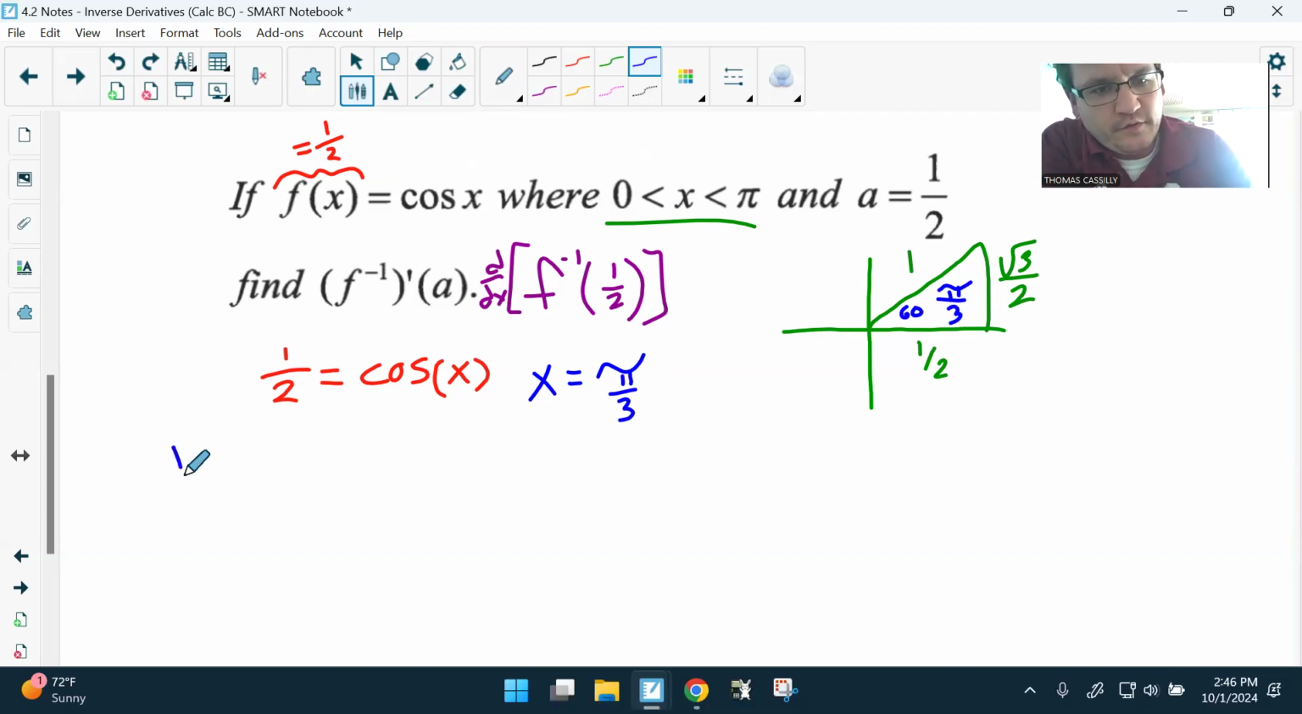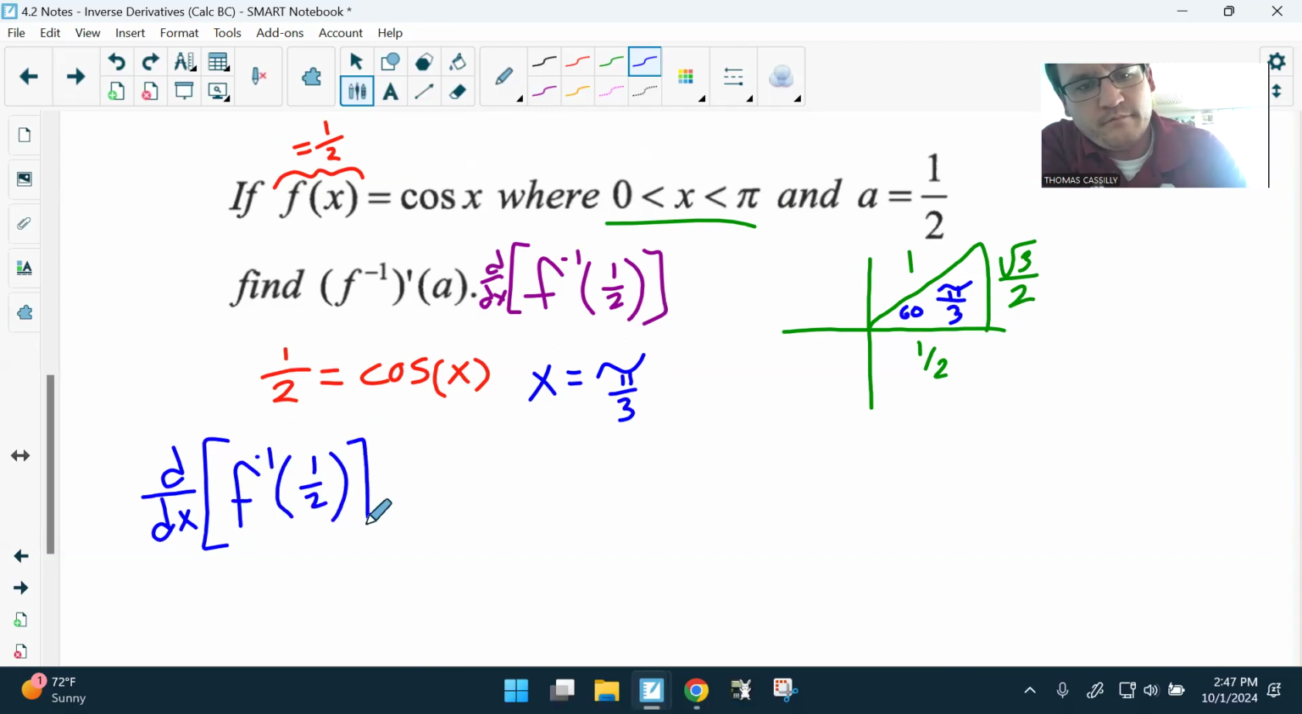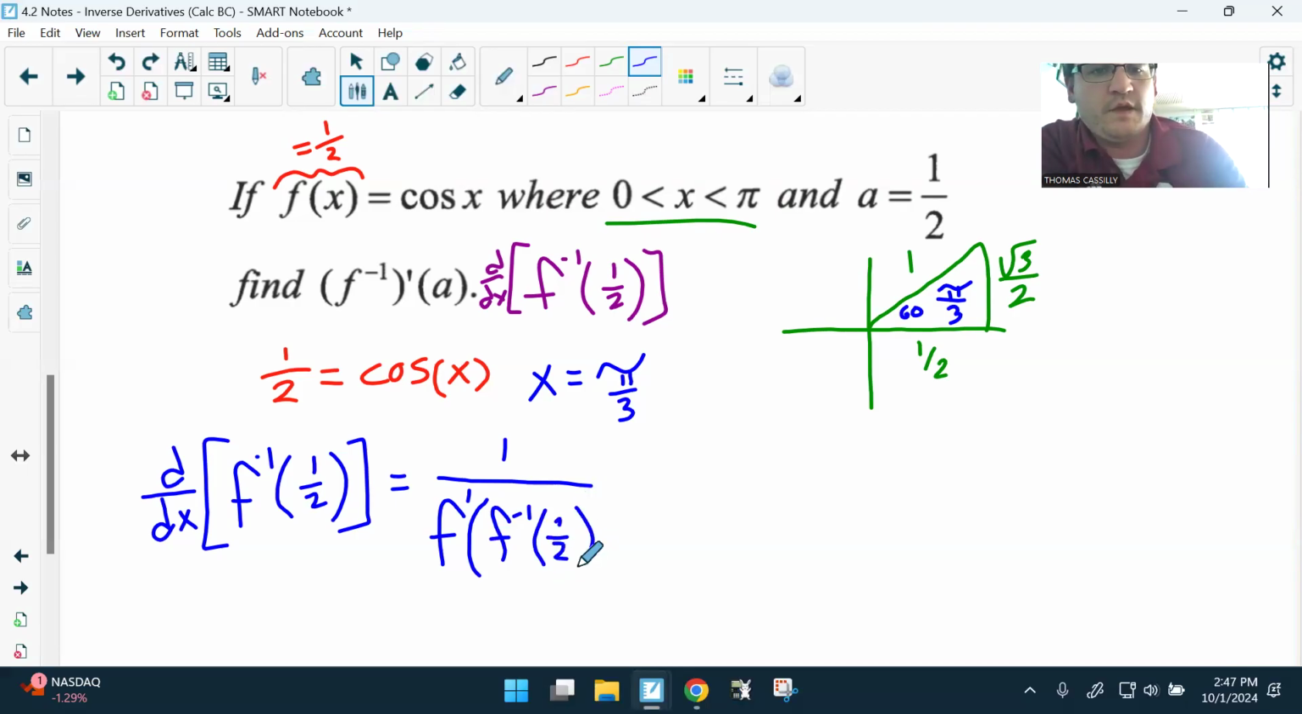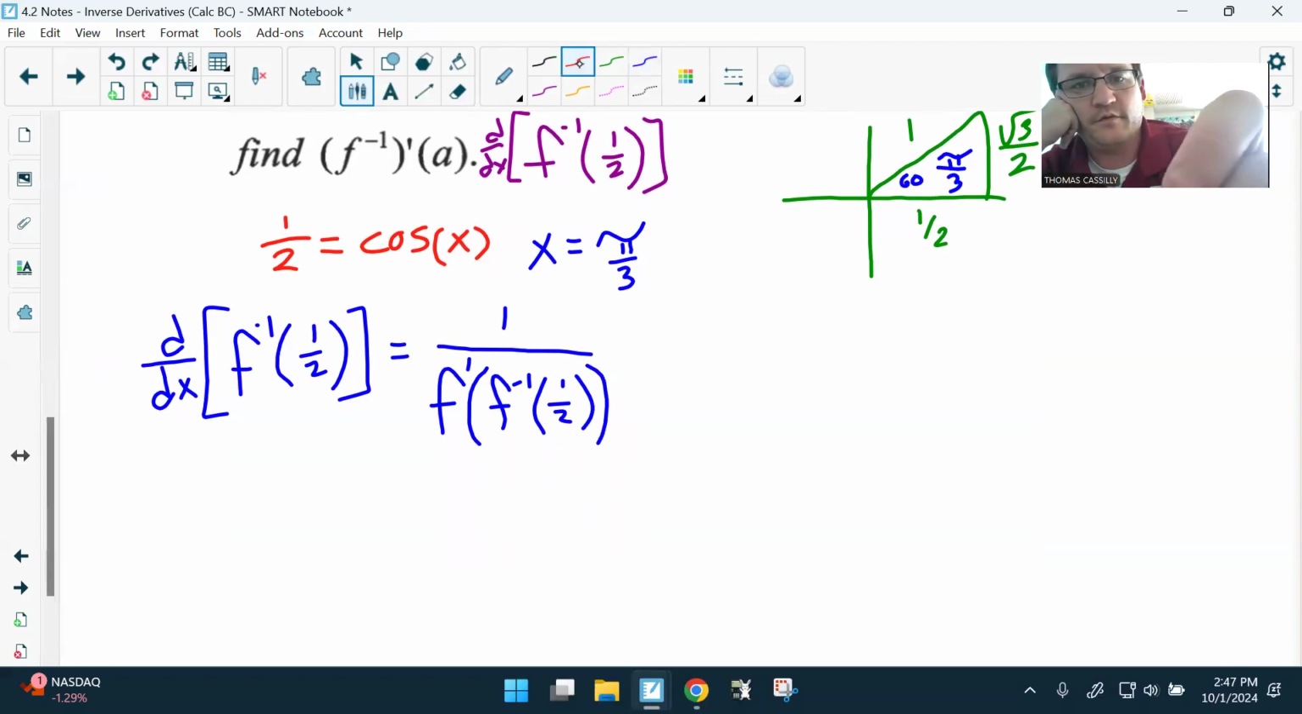All right, so let's go ahead and try to calculate this thing. So the derivative of f inverse of 1/2 is equal to 1 over f prime of the inverse of 1/2. Well, what is the inverse of this one? That ended up being pi over 3. So this is going to be equal to 1 over f prime of pi over 3.